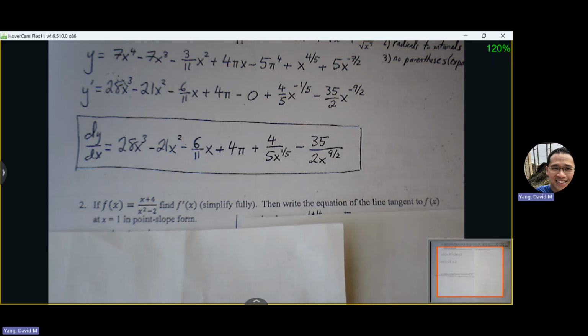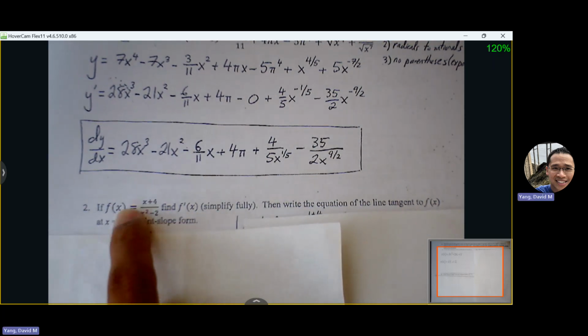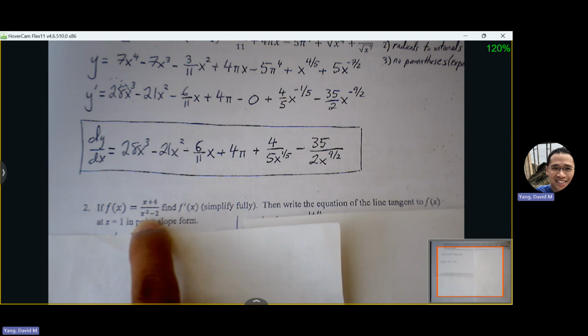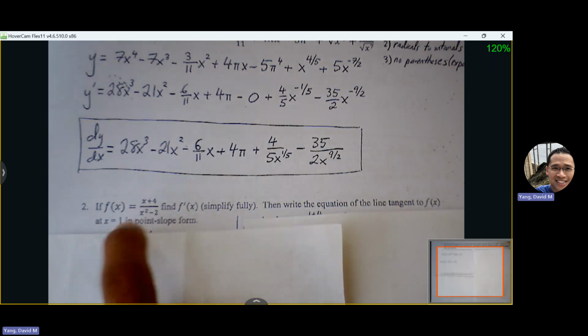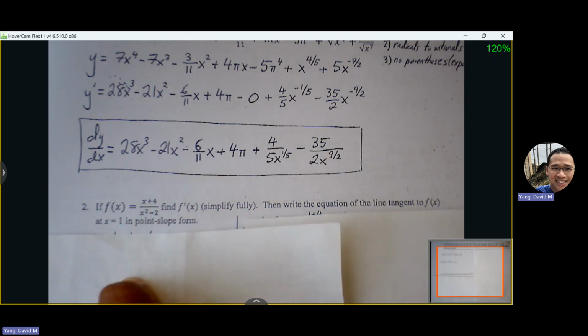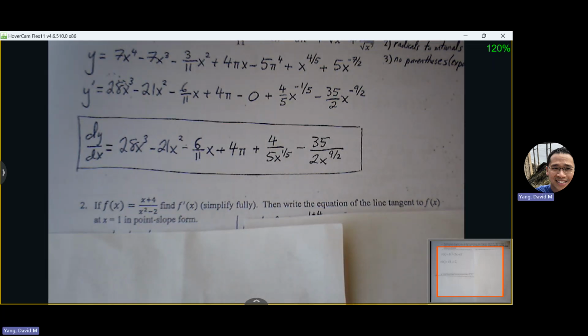Number 2, it says write the equation of the tangent line, but first we find f prime. Our function is x plus 4 over x squared minus 2. So to find the derivative, look at how this is set up here. You've got a numerator over a denominator, and there are multiple terms in the denominator. What rule do we have to go through to find the derivative? Yeah, quotient rule. So we'll do f prime times g minus f g prime all over g squared. Let's try that.